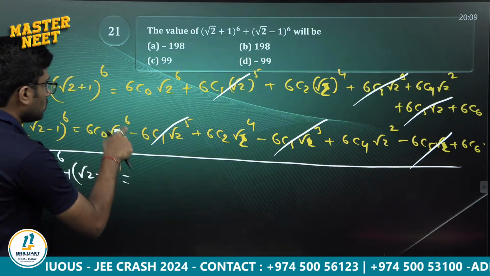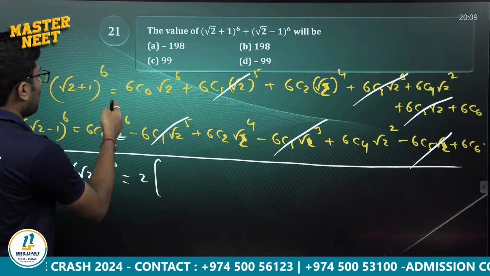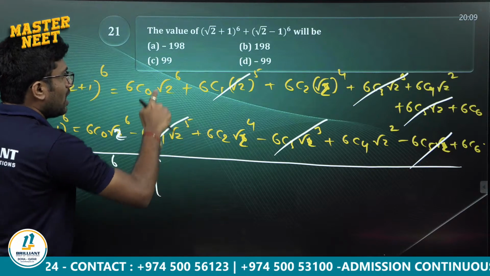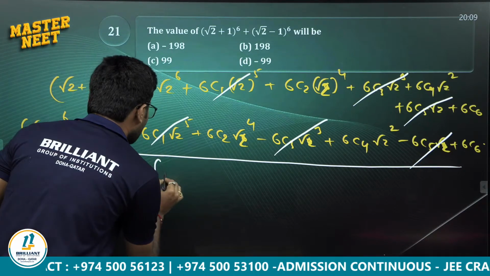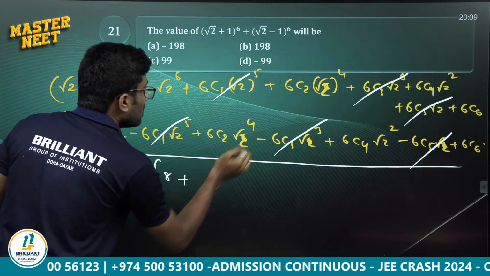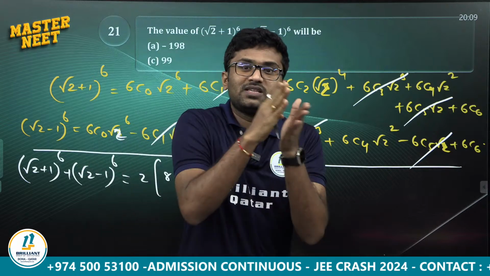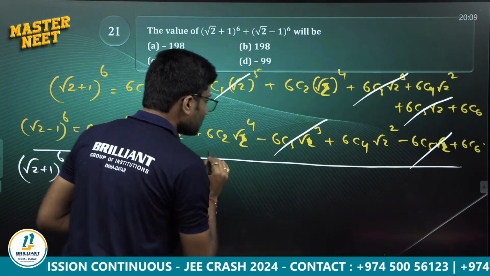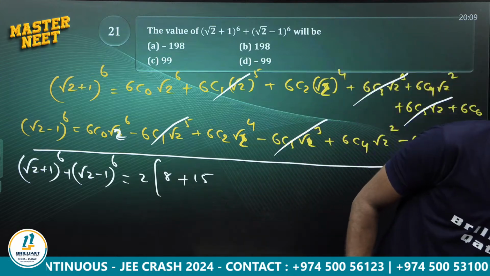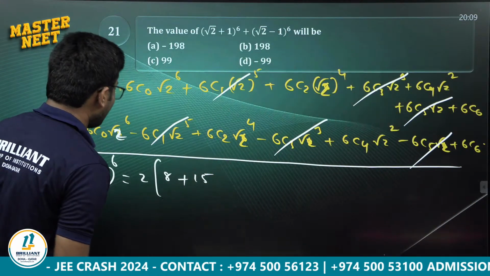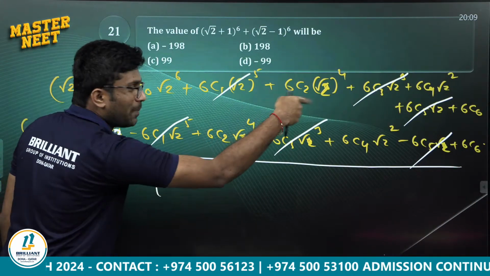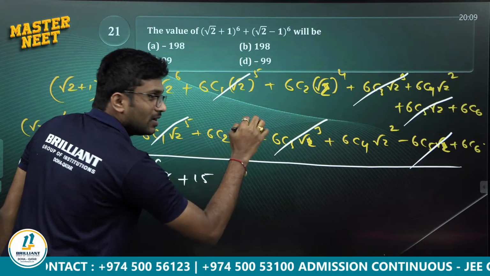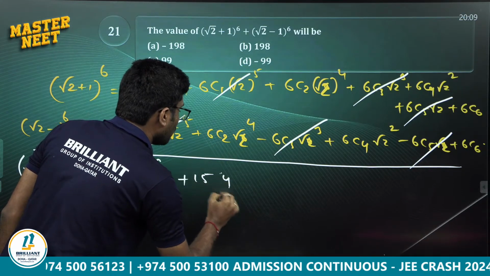So now twice of 6C0. 6C0 is 1 and root 2 power 6 is 8 directly. Plus 6C2. What is 6C2? 6 into 5 is 30 divided by 2, 15, into root 2 power 4. Root 2 power 4 is 2 square, which is 4.